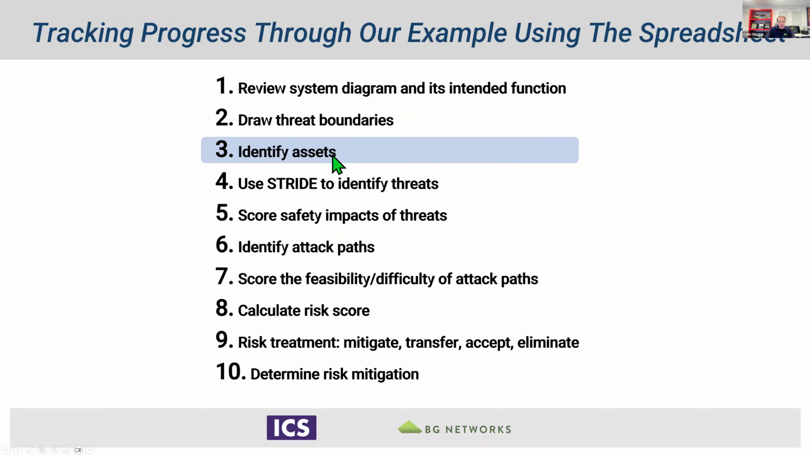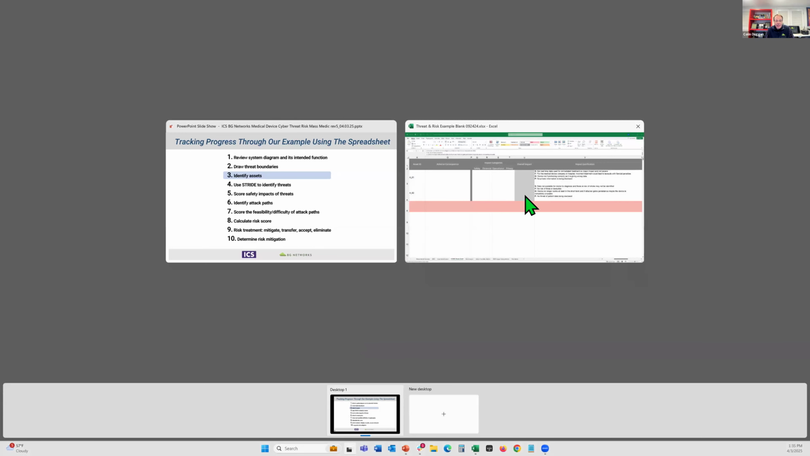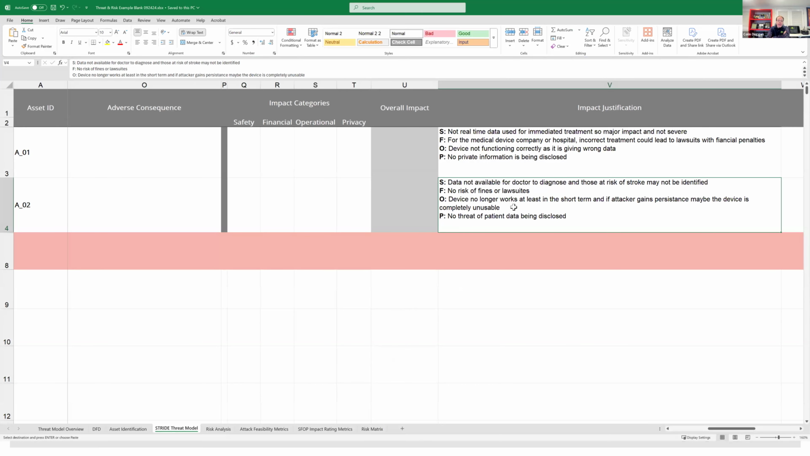So we're going to bounce back and forth between the spreadsheet that Roman referred to and this slide so we can track progress. And this is our spreadsheet. We developed this internally. It's our own spreadsheet at BG Networks. We've given it to customers. Customers use it, or medical device companies use it. We use it internally when we're helping customers with threat and risk assessments.